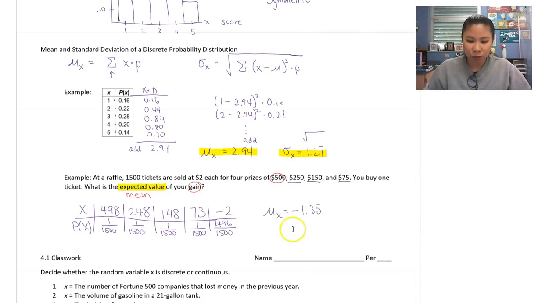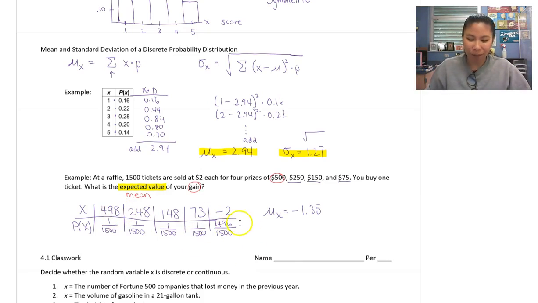So we're saying that on average, because that's what our x variable stood for, we're going to gain negative 1.35, which really means you're losing money. If you played this game a bunch of times, you're going to lose $1.35 on average. But this is how casinos work too. Your chances of winning are small, but your chances of losing are much greater.